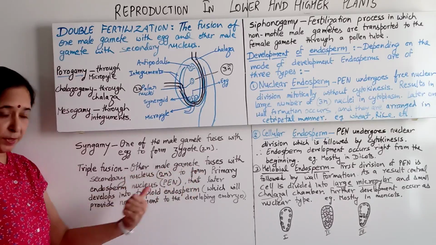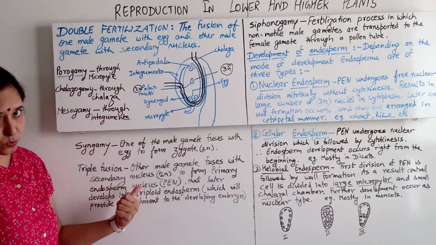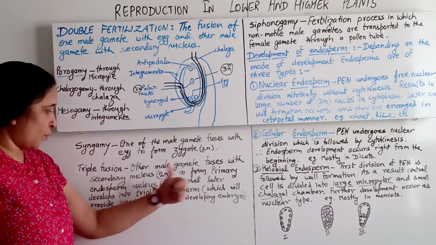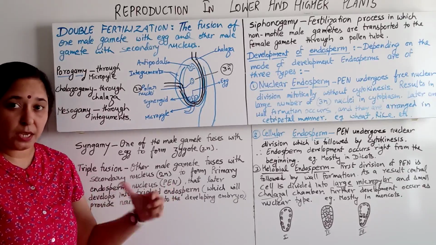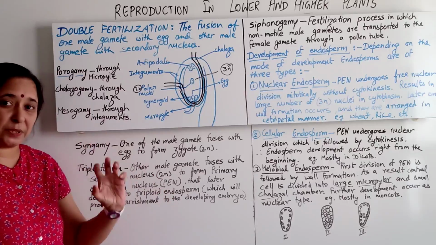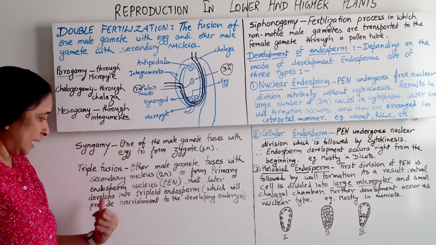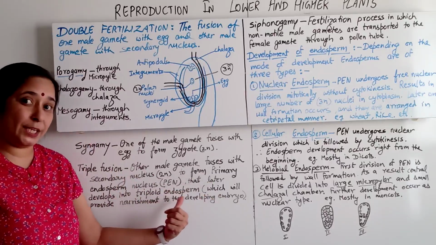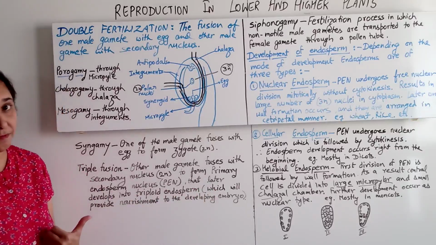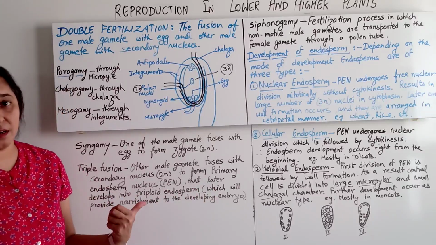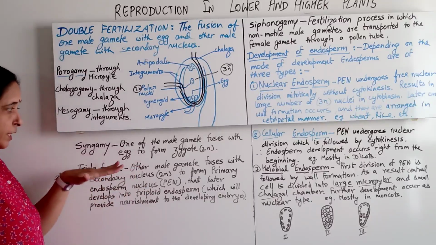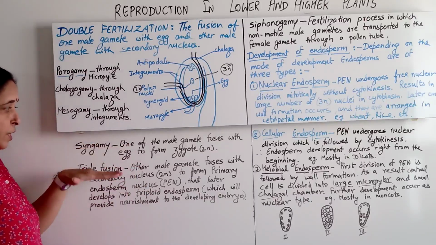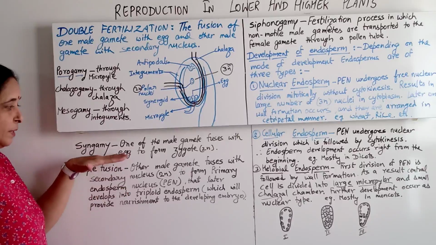The other male gamete fuses with the secondary nucleus, which is diploid, to form the primary endosperm nucleus, PEN. After the fusion, this PEN is triploid and later develops into triploid endosperm. What will be the function of endosperm? To provide nourishment to the developing embryo. So in this way, two fusions of the male gamete take place.